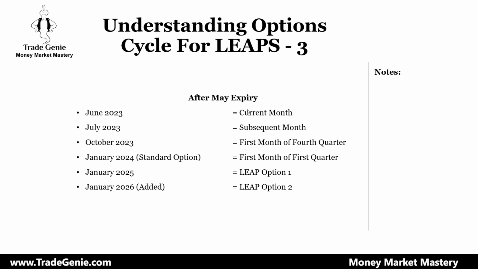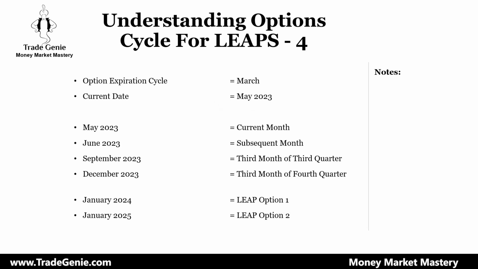So after May expiry. Now let's look at another cycle, which is the March cycle. We were looking at the January cycle. Now we are looking at the March cycle. So if a stock, let's say Home Depot, is assigned to the March cycle, and the current month is May, we will see May as the current month, and June as the subsequent month. Because March is the third month of the quarter, we will see September and December. So we will see these 4 months, and because it's a LEAP, we will see January 2024 and January 2025. So these 6 options you will see in the chain.